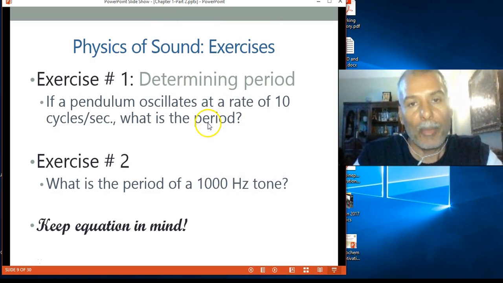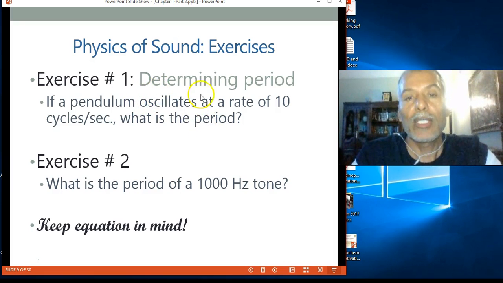So remember again, keep the equation in mind. In either case, if you want to calculate period, you say 1 divided by frequency, because you are given frequency. If you are given frequency and you want to figure out period, say 1 over frequency, you get period. If you want to figure out frequency, you say 1 divided by period.